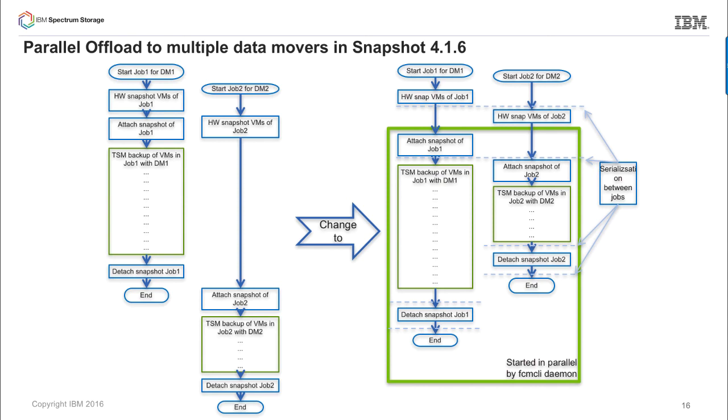So what we've done in Spectrum Protect Snapshot version 4.1.6 is remove both of those restrictions, so that now when you're doing the backup to a Spectrum Protect server after you do the snapshot, you will be allowed to run those backups in parallel so you can get more work done in the offloading, or more virtual machines can be offloaded to Spectrum Protect using multiple data movers. Of course, the more data movers you have, the more offloading you can do. So this is going to significantly increase the number of virtual machines that can be supported for offload in Spectrum Protect Snapshot.